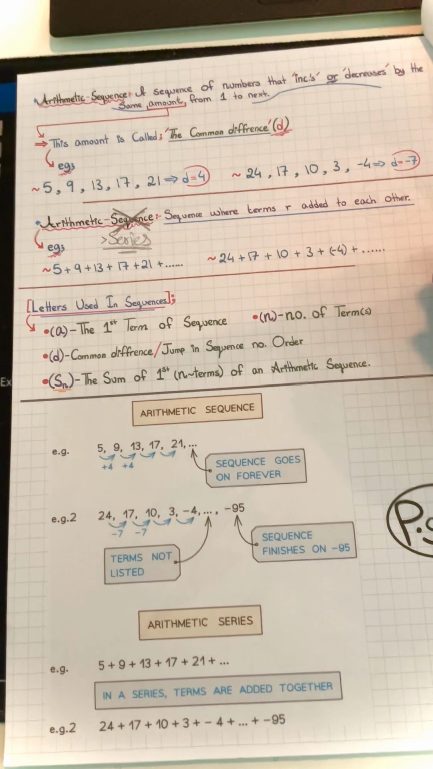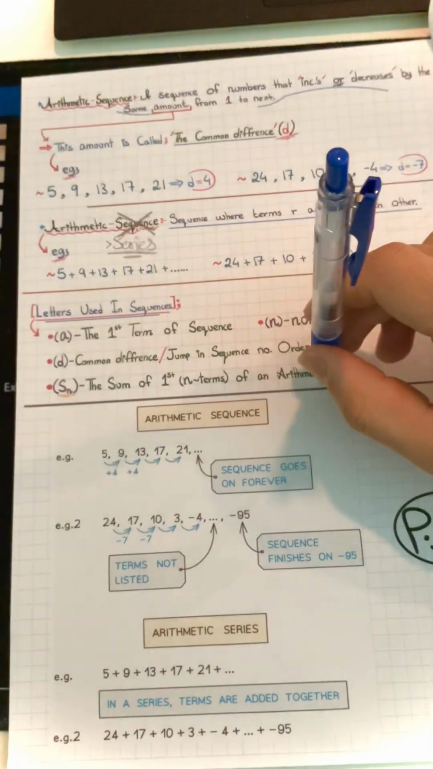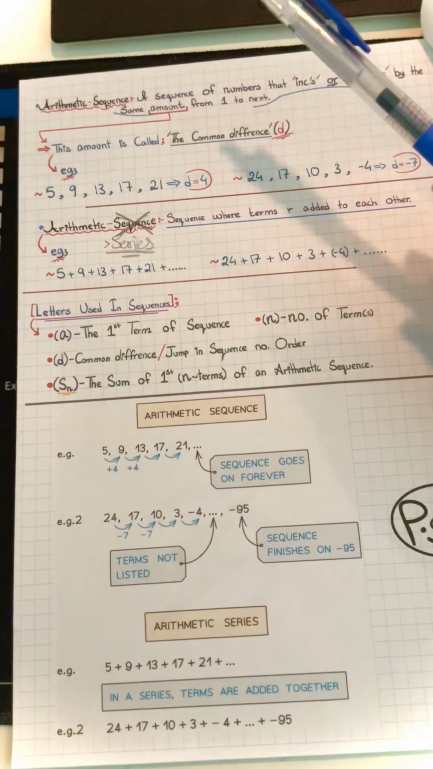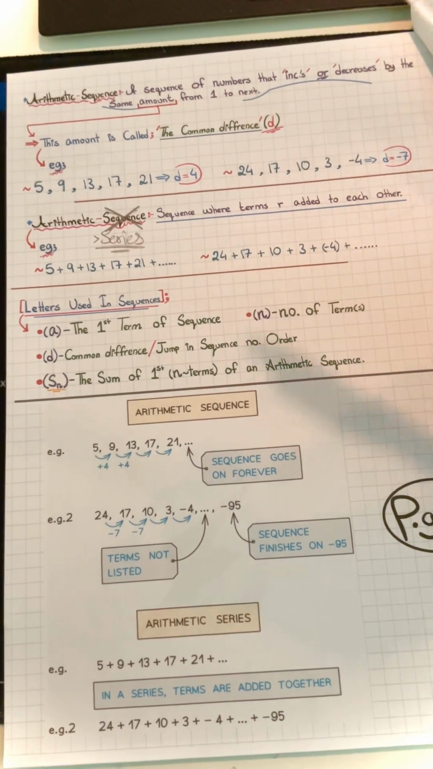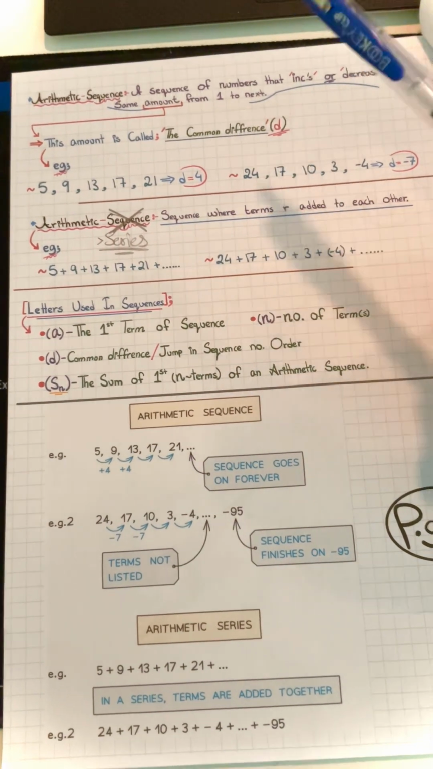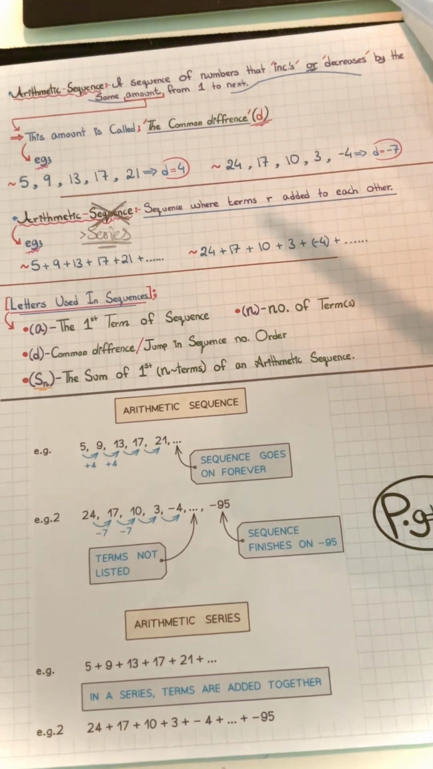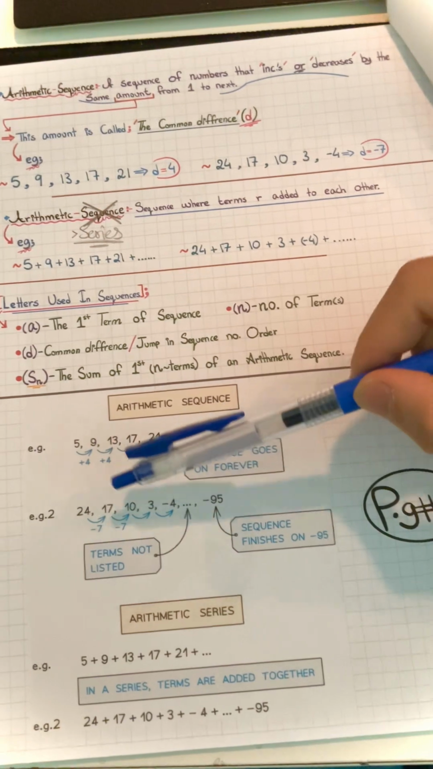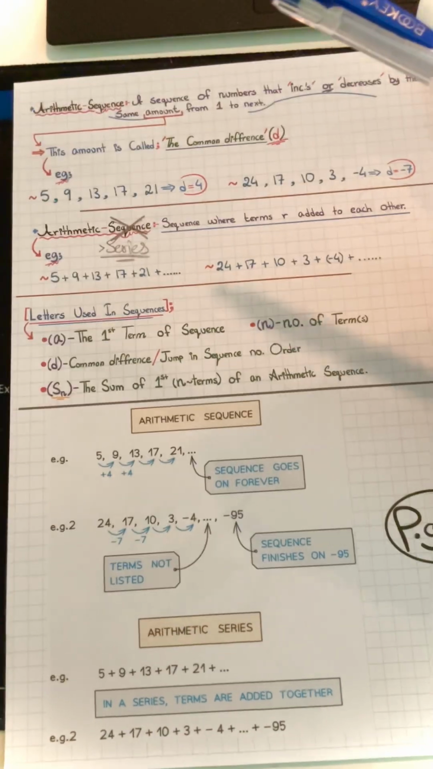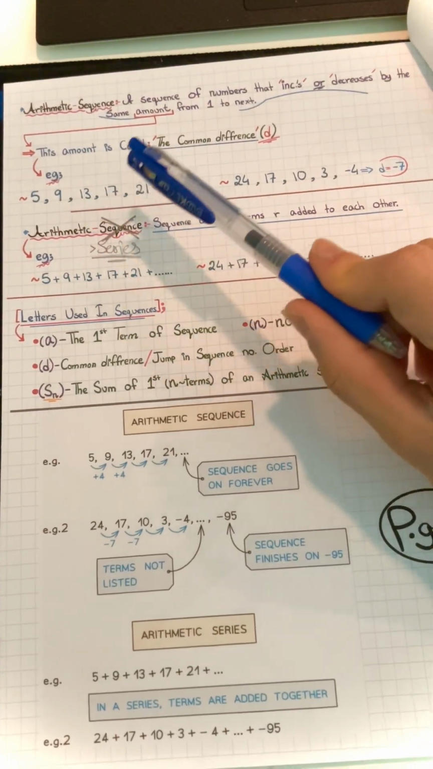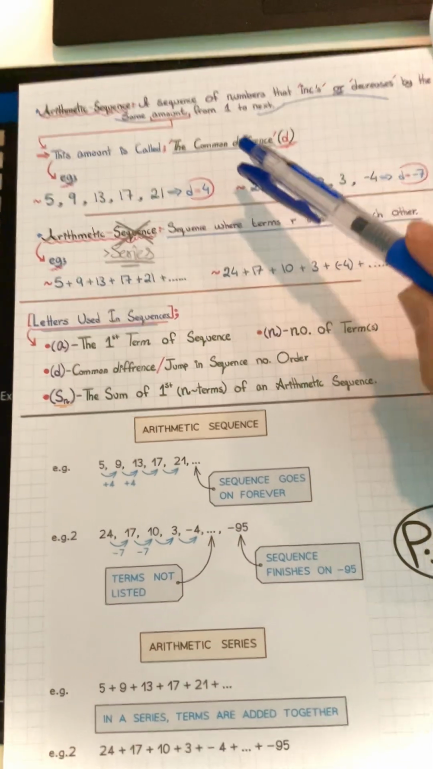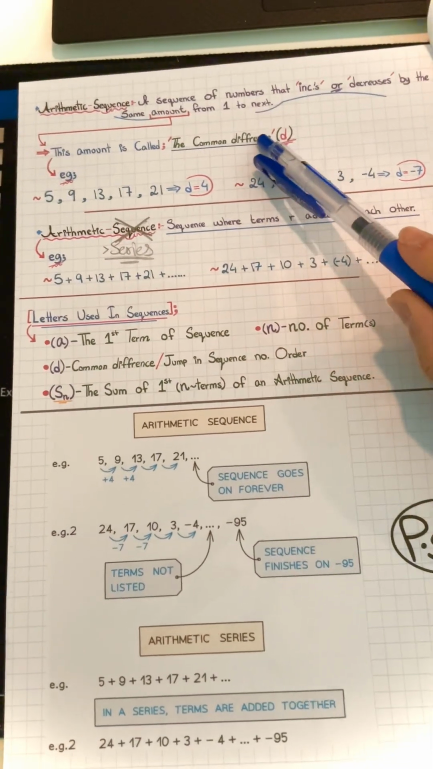Before I jump to using that formula, I just want to explain some letters that we use in sequences and the arithmetic sequence, because we will be using that formula to solve questions with an arithmetic sequence. An arithmetic sequence is basically a sequence that increases or decreases by the same rate. For example, this rate, the same amount that it increases or decreases by, is known as d, the common difference.